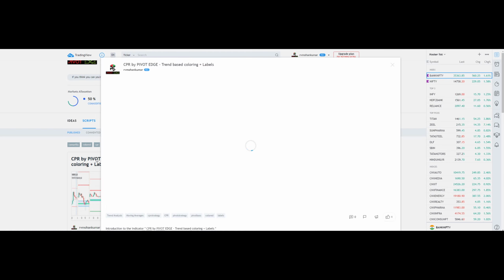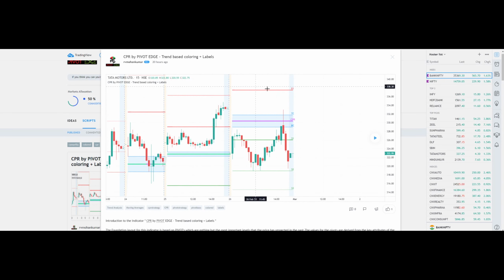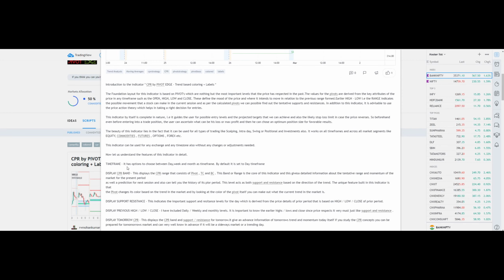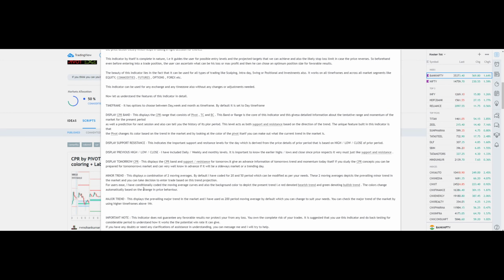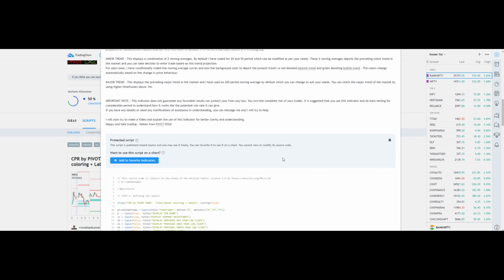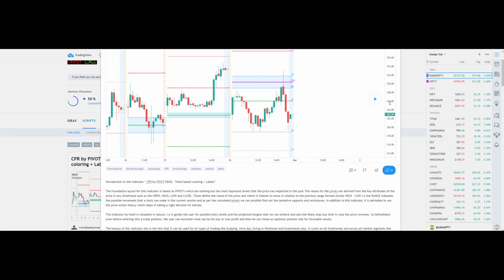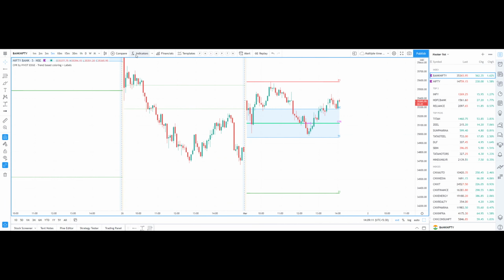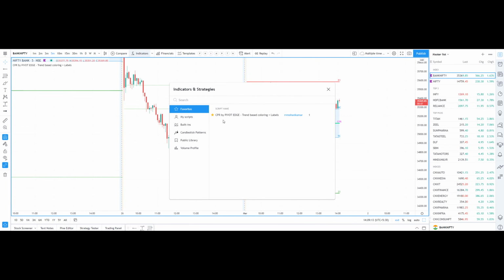You click on that. You will get a description about this indicator and complete details about its features. If you scroll down, here you will see add to favorite indicators. If you click on this, it will be added to your favorites list. If you come back to the chart, again go and see in the indicator, in the favorites it is added.